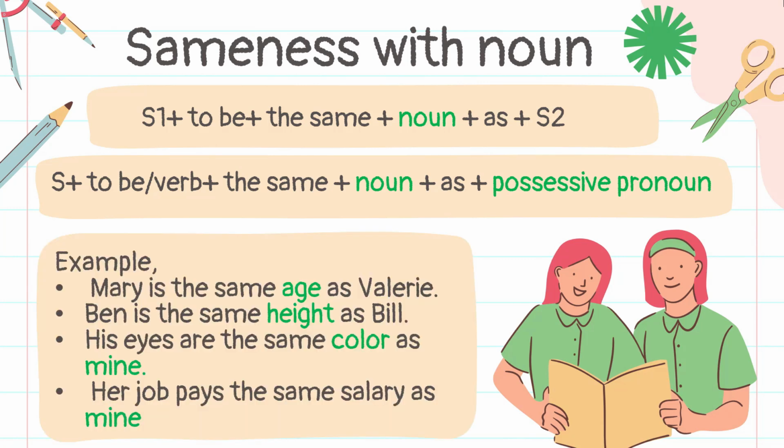Mary is the same age as Valeria. Ben is the same age as Bill. His eyes are the same color as mine. Her job pays the same salary as mine.